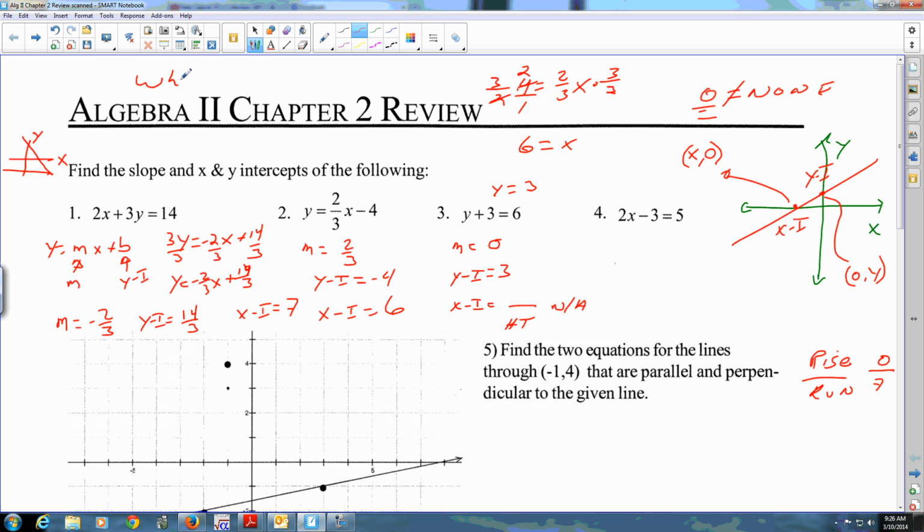Why? Not the letter Y, but why? Because you're not rising, but you're running. It produces a slope of 0. Okay, now this one, y-intercept, x-intercept.